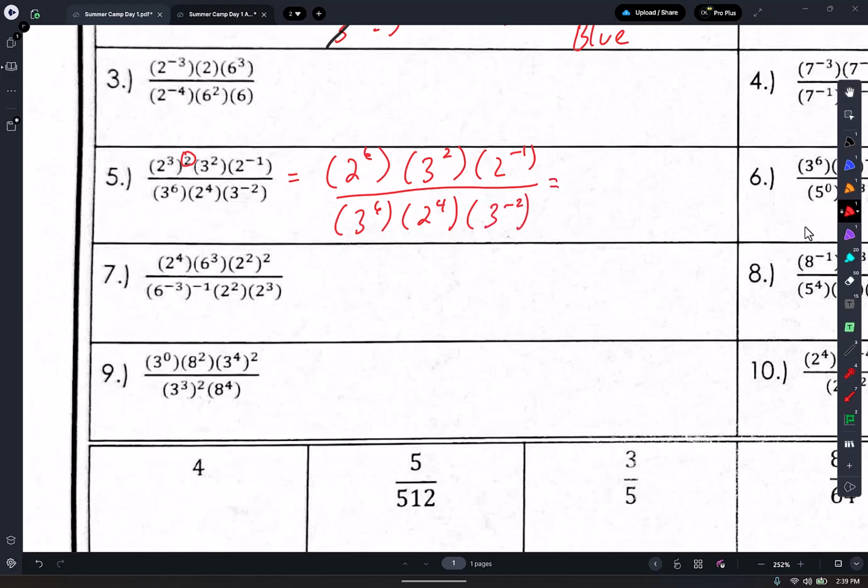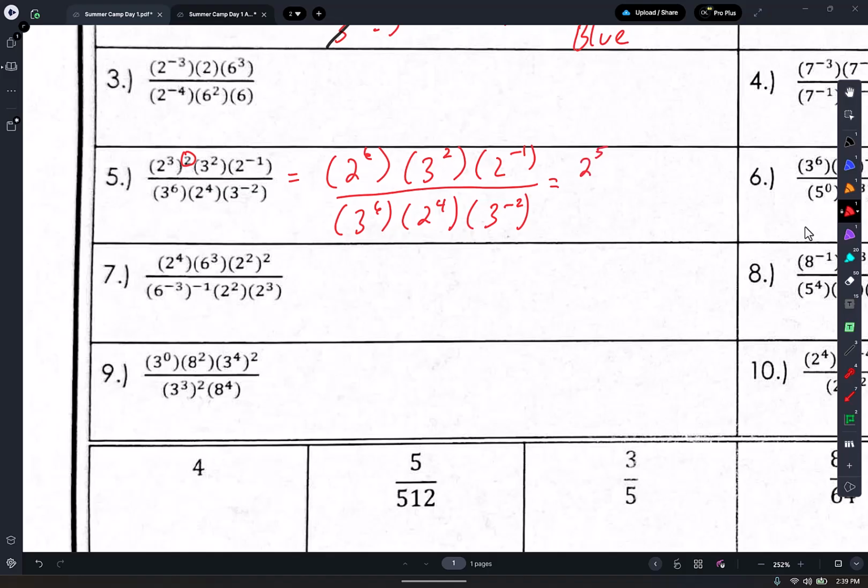Are we still okay, guys? Okay, don't worry. I'm gonna go slow. So I have 2 to the 6. I see that 2, and I see another one right here, 2 to the power negative 1. When I multiply these two, what do those exponents do? When you multiply, you add them. So what is 6 plus a negative 1?